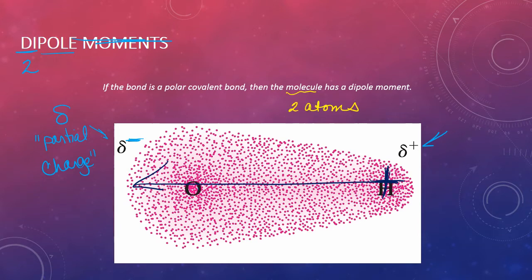As the atoms become larger and more complex, you can't always use this rule, because you have to look at each polar bond and the molecule in 3 dimensions to see if the overall molecule has a dipole moment. But when there's two atoms, good rule: if it's polar covalent, it has a dipole moment.